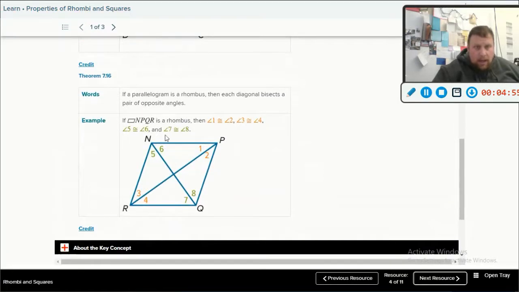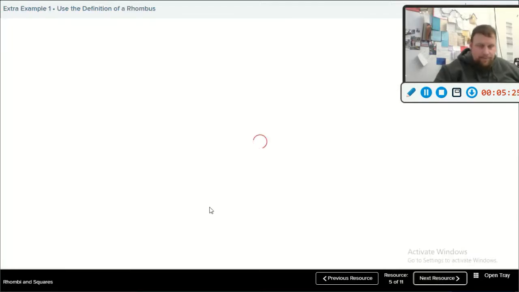If a parallelogram is a rhombus, then each diagonal bisects a pair of opposite angles. So not only do the diagonals bisect each other like all parallelograms do, but the angles are bisected, which means angle 5 is congruent to angle 6, angle 7 is congruent to angle 8, angle 1 is congruent to angle 2, angle 3 is congruent to angle 4. And on that toolkit, if you have it, you need to write in these angle numbers and make sure you write this down, because we want to have this accurate. Awesome. Again, pause this if you need to.